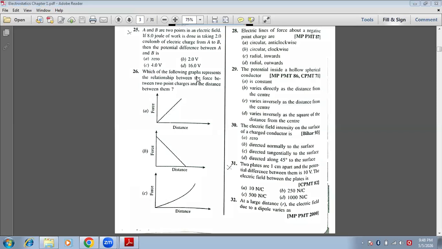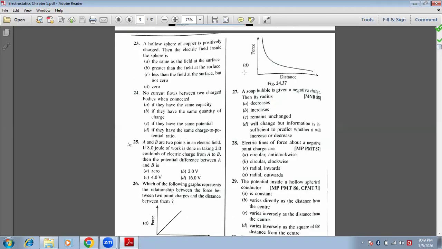Which of the following graphs represents the relationship between the force between 2 point charges and the distance between them? Option A. Graph between force and distance is a straight line, upward sloping. Option B. Graph between force and distance is a straight line, downward sloping. Option C. Graph between force and distance is a curve, upward sloping. Option D. Graph between force and distance is a curve, downward sloping.